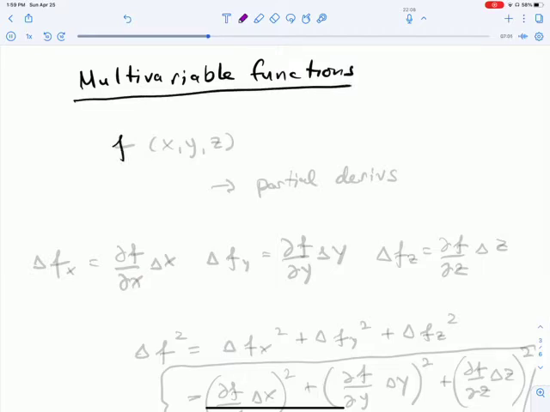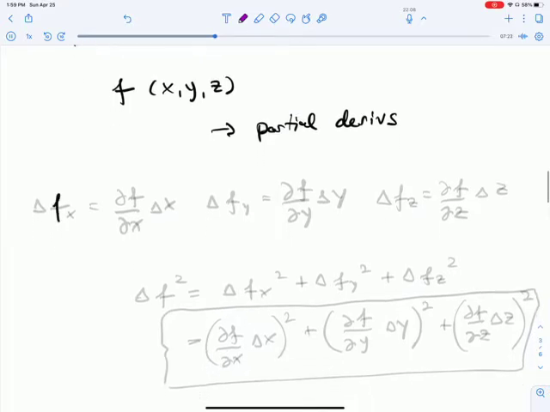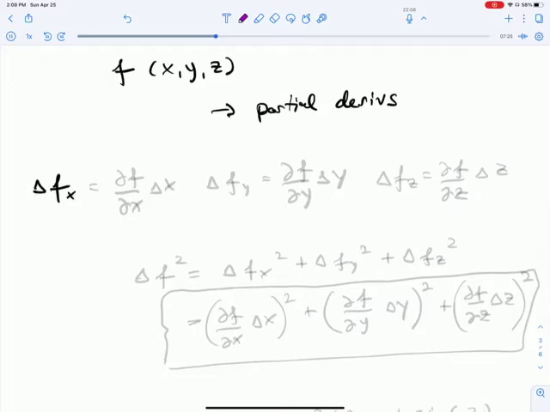Okay, so now we've got a function like f of x, y, and z. We need to use partial derivatives because I want to know the particular contribution of the slope in a particular direction. So the x direction, the y direction, the z direction of the function. Okay, so what I'm going to do is define three different delta f's. Delta f in the x direction is equal to df by dx delta x. Delta f in the y direction is equal to df by dy delta y.